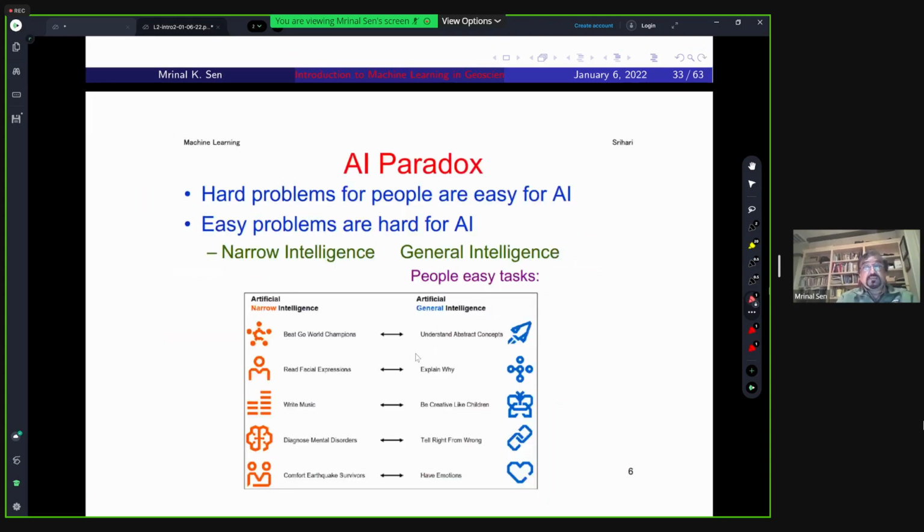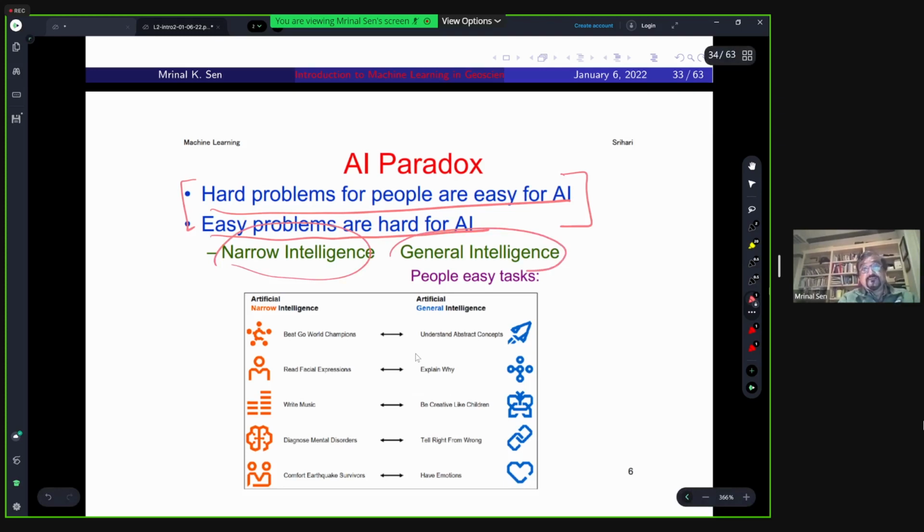The thing that you should remember is that the hard problems for people are easy for AI, and easy problems are hard for AI. You will recognize that. AI can do a particular task, and maybe two tasks, very efficiently, very quickly, better than human beings. But human beings can do a lot of different things. So that's why I would say that AI has narrow intelligence, but humans have general intelligence. Okay.